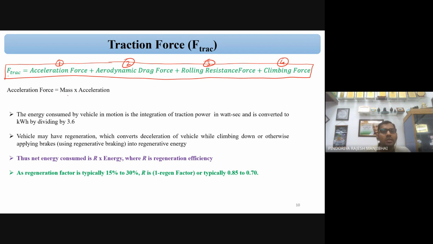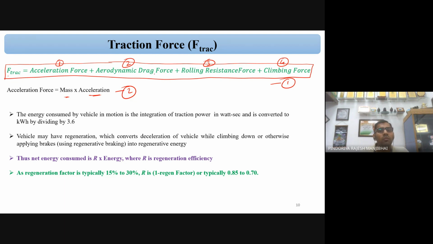So acceleration force is nothing but mass into acceleration. Suppose mass is maybe 50 kilograms, and acceleration depends on the vehicle, on which type of acceleration you are giving, then we can calculate the acceleration force, correct? So these two formulas are most important, the first formula and second formula. Please students remember, traction force is a combination of 4 forces. First is the acceleration force, second is the aerodynamic drag force, third is the rolling resistance force, and fourth is the climbing force.